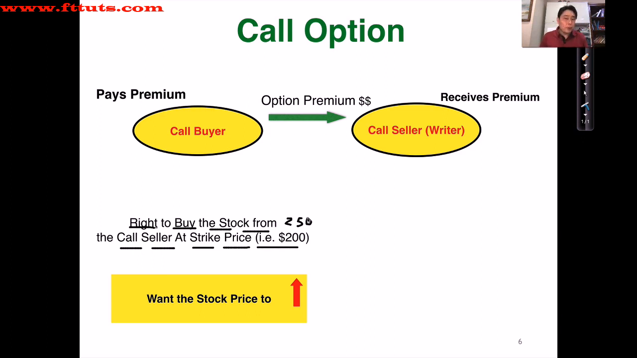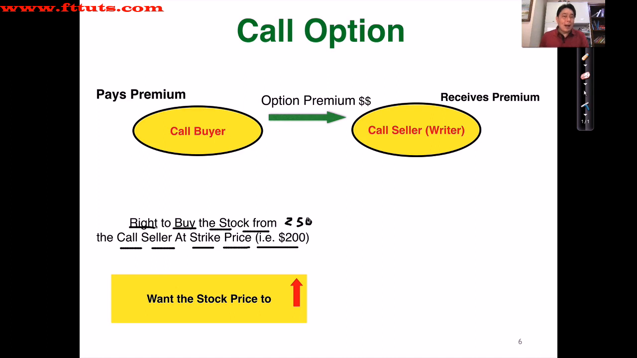So you exercise your options and you actually take delivery of the shares. You buy the shares at $200 and then you sell it immediately at $250, also making a $50 profit. So there are two ways you can profit as a call buyer. Now let's go back to the call seller.